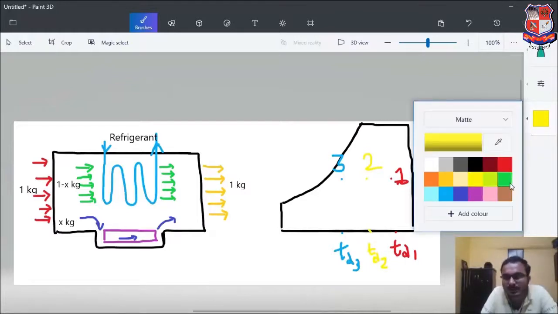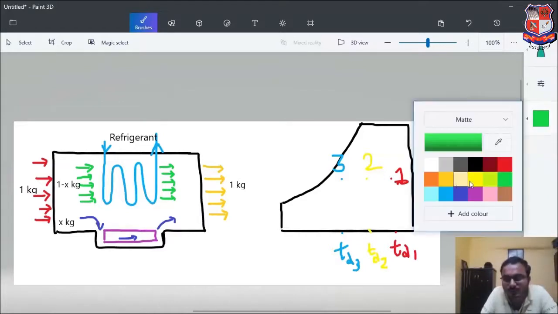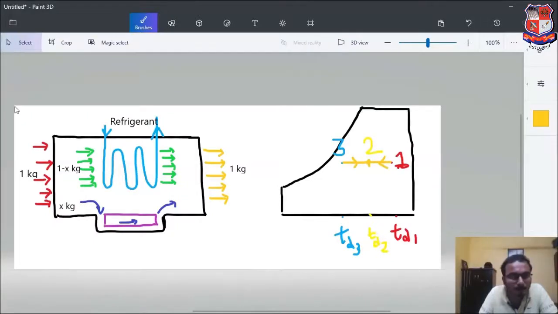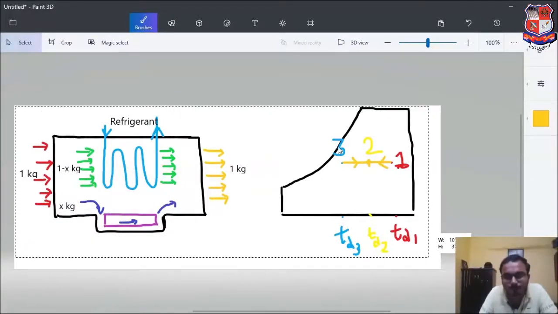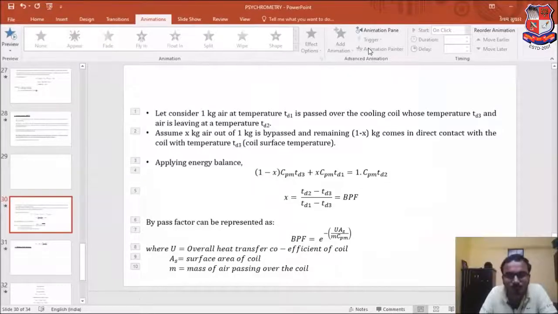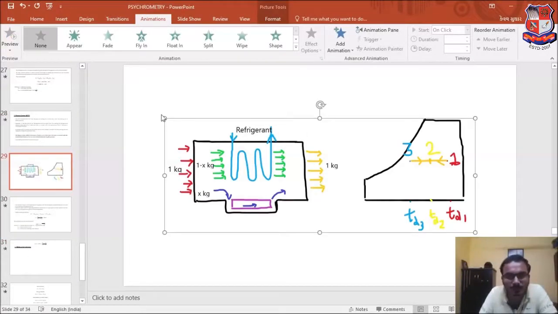and the process which is happening is this. Let us denote it with green color. No, we will use red color for this. So this is happening in this way, that the stream of air is getting cooled and the refrigerant is getting heated, and we are getting the final condition as point number 2. Okay, so we can copy this. So this is the figure for bypass factor.